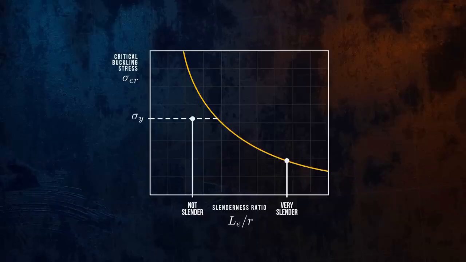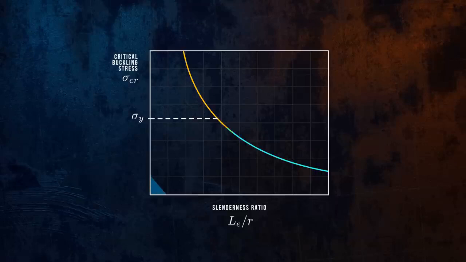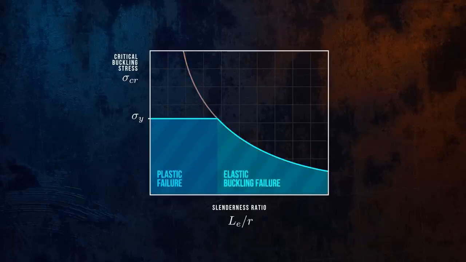This means we can define two distinct regions, where beams fail by crushing because the stress in the column exceeds the material yield strength, and where they fail due to buckling. The limiting slenderness ratio depends on the material Young's modulus and yield strength. For steel columns, the limiting slenderness ratio is around 90.